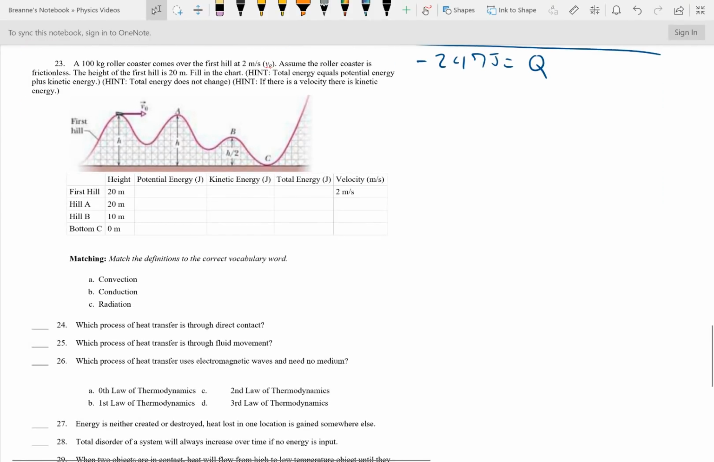23. 23 is a roller coaster one. So we have the mass. And this one's a little bit more complicated because it's giving you an initial velocity. It's telling you what the velocity is. And then you have to fill out the chart. So this is just like 16 of your mixed calculations. And the only difference is in this case, we're giving you a velocity instead of just making it velocity 0 at the beginning.